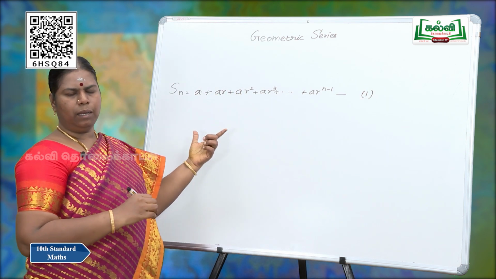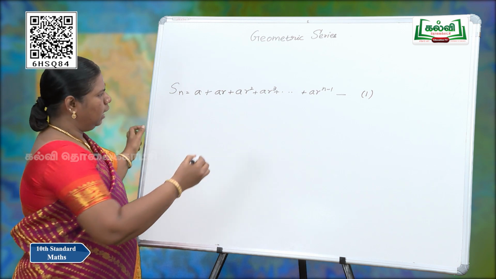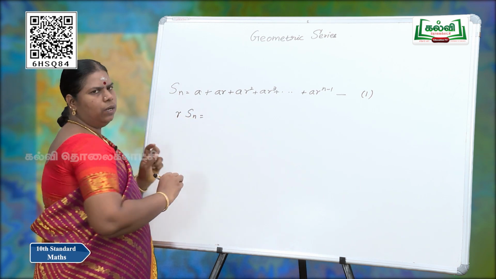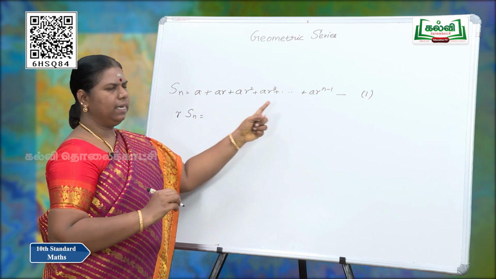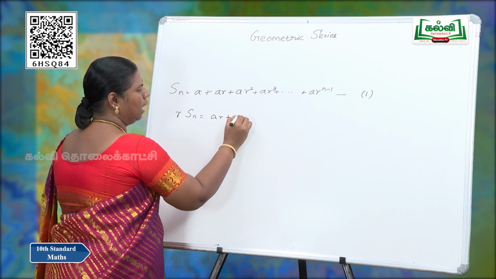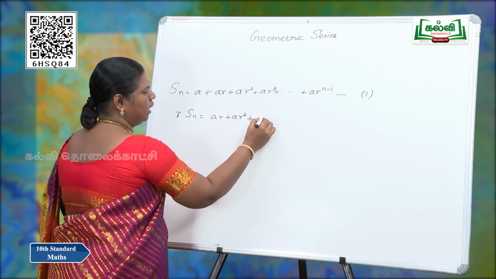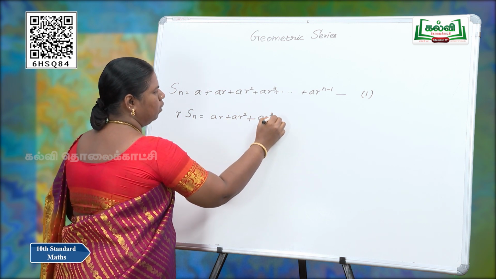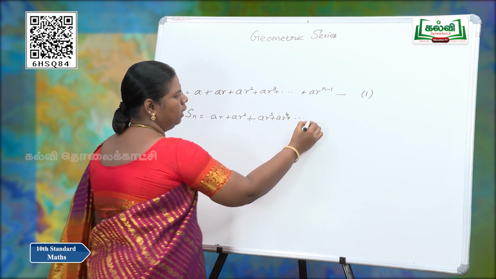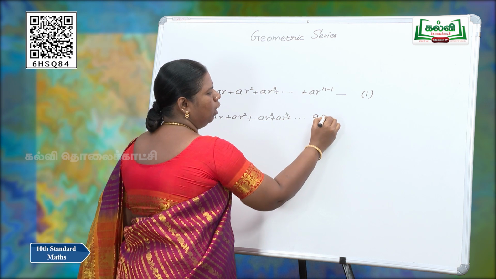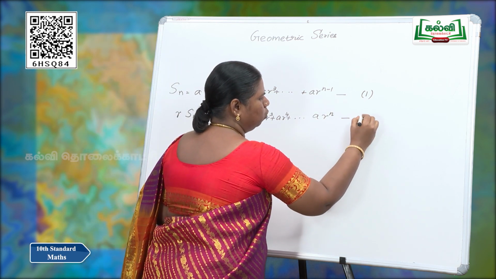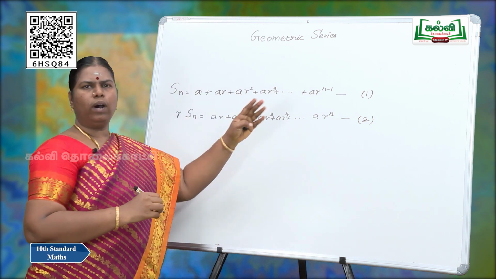Multiply R by both sides of the expression. R into Sn is equal to, multiplying R by each and every term, AR plus AR square plus AR cube plus AR power 4 plus up to so on A into R power n. This is equation 2. Subtract 1 from 2.